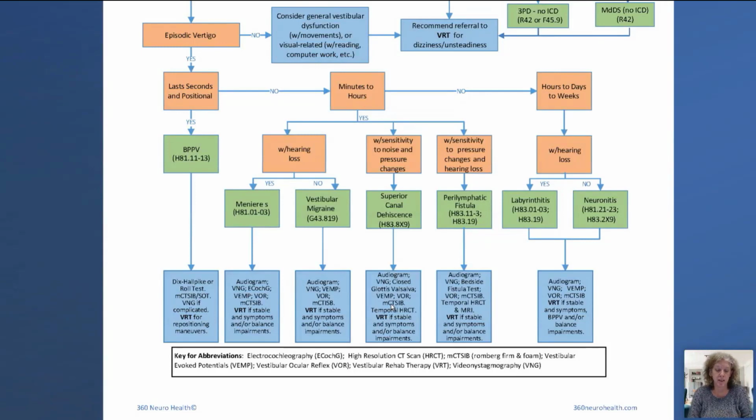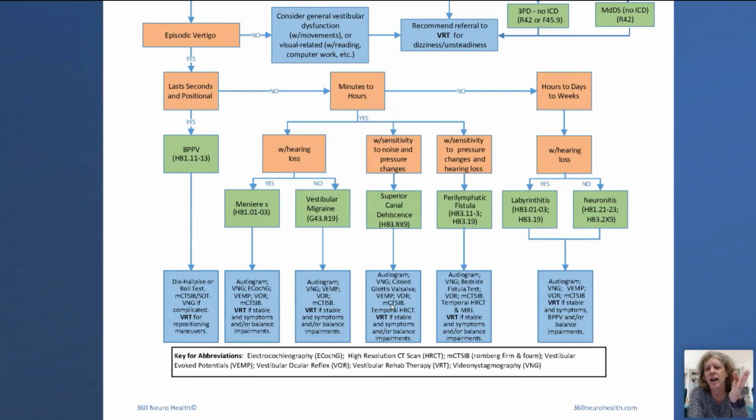What was interesting is I originally did the test in sitting, and then the findings of their audio and their VIMP looked like a superior canal dehiscence, and it did sound like superior canal dehiscence. I came across this article, and I can't believe it was the first time I've ever seen it. It was in a kind of obscure journal, and then I repeated it supine and actually saw the nystagmus with the closed glottis Valsalva test when doing it supine.